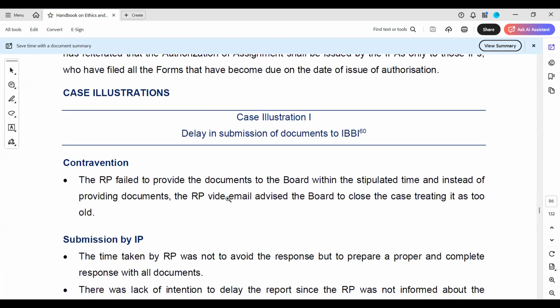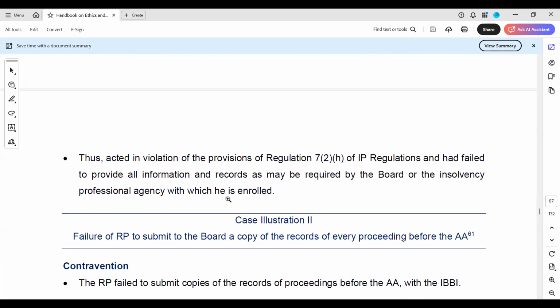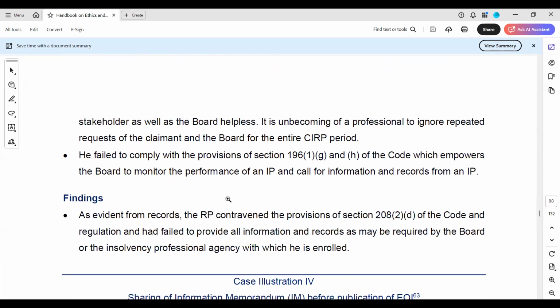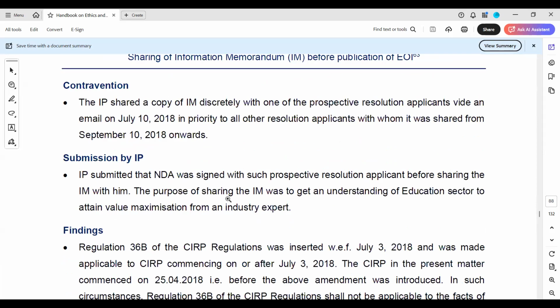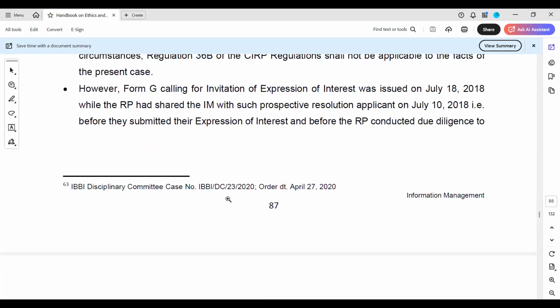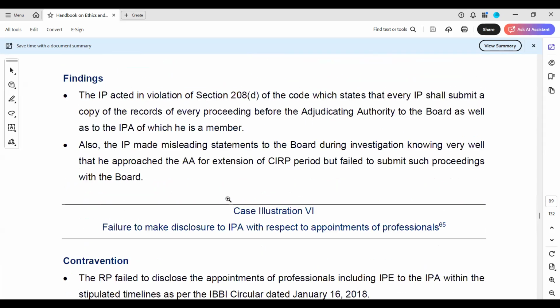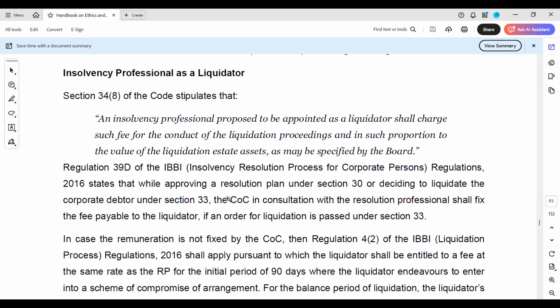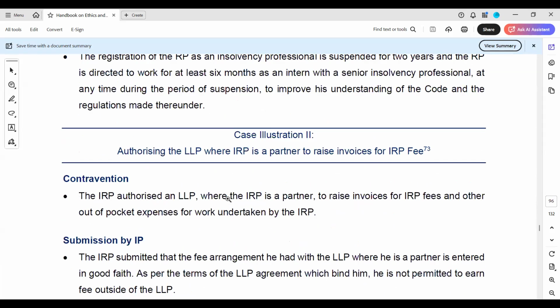Delay in submission of documents to IBBI. Failure of RP to submit to the Board a copy of the records of every proceeding before the AA. Failure to respond to claimants and IBBI. Sharing of information memorandum before publication of expression of interest. Failure to submit records of every proceeding before the AA. Failure to make disclosure to IPA with respect to appointment of professionals. ये बहुत सारे केसेस हैं जिससे थोड़ा सा आपको आइडिया लग जाएगा कि उसको क्या करना चाहिए क्या नहीं करना चाहिए.